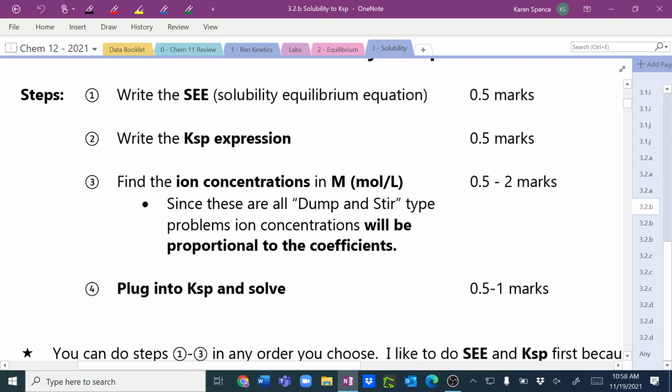Steps 1, 2, and 3 can be done in any order that you want to. You can find the ion concentrations first. The order doesn't matter, but what I'm going to recommend is that you do these 2 first because they are going to be something that you do in common in all the problem types. And you can get 1 mark on your question just for doing that, even if you can't figure out anything else about it. So if you get a question where you're like, I don't even know where to start on this one, yes, you do know where to start. Write the solubility equilibrium and write the KSP. And you've got at least 1 mark out of 3 or 4. So that's not bad, right?